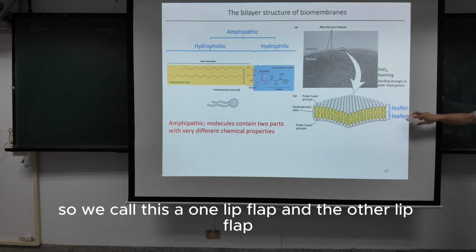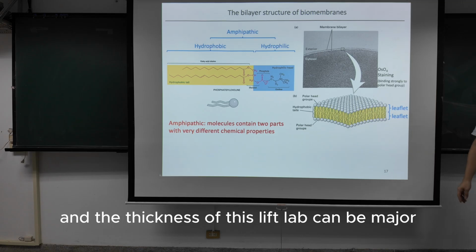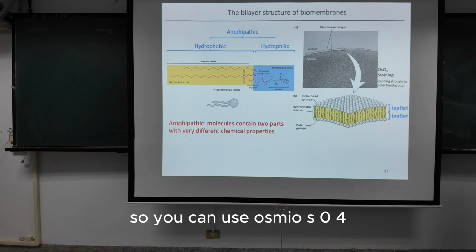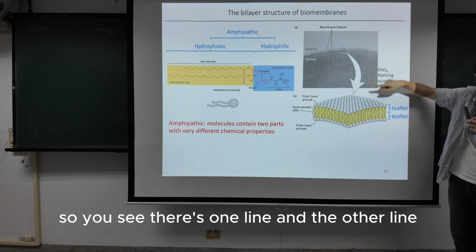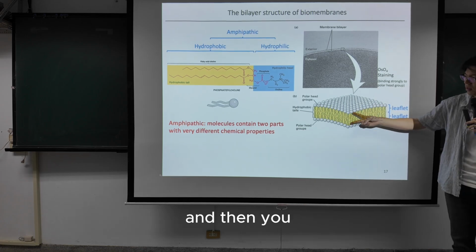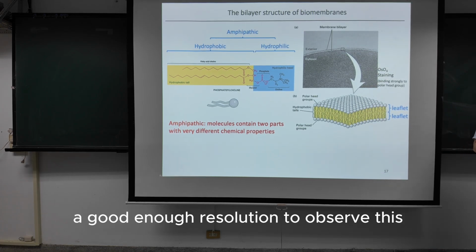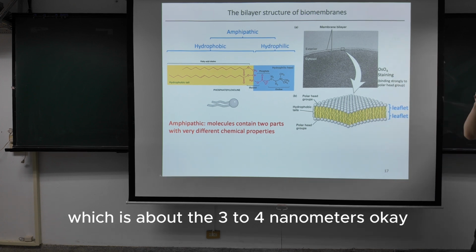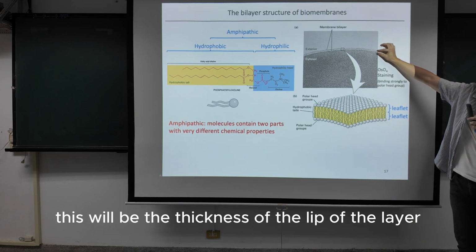We call this one leaflet and the other leaflet. The thickness of the leaflets can be measured by electron microscopy. You can use osmium tetroxide, OsO4, which is a heavy metal that will strongly bind to those polar heads here. So you see there's one line and the other line, which just bind here. Based on electron microscopy, you have good enough resolution to observe these two leaflets, which is about 3 to 4 nanometers. This will be the thickness of the lipid bilayer.